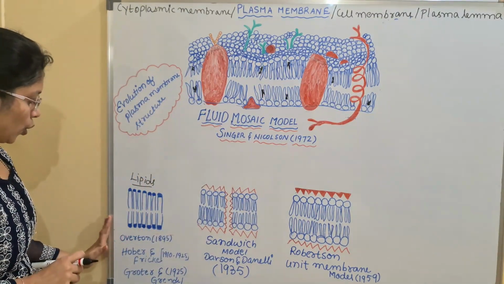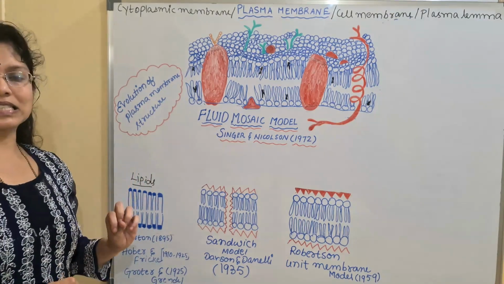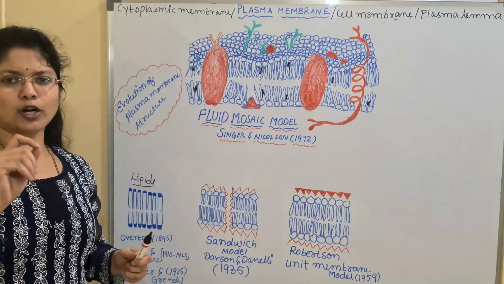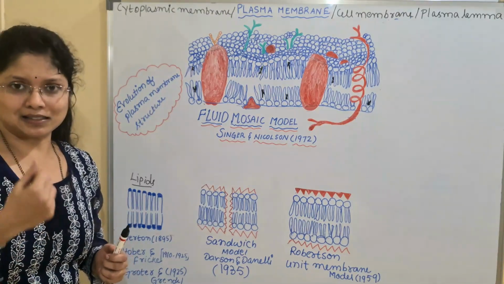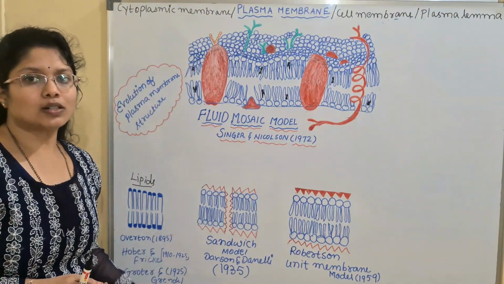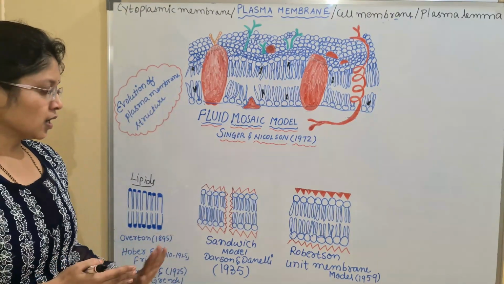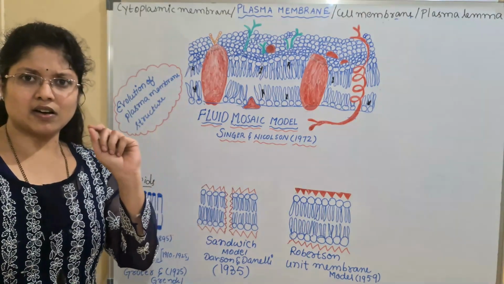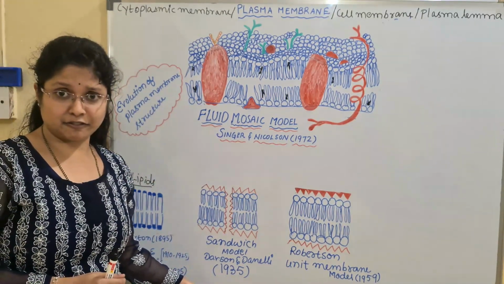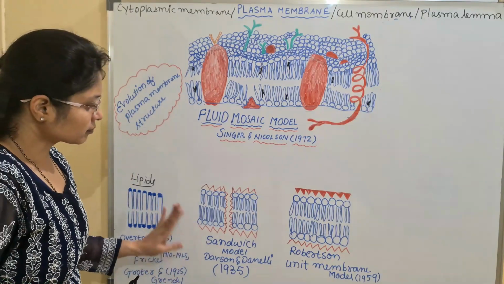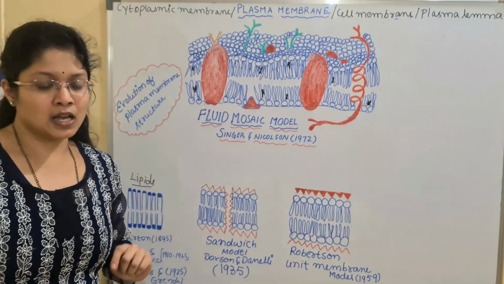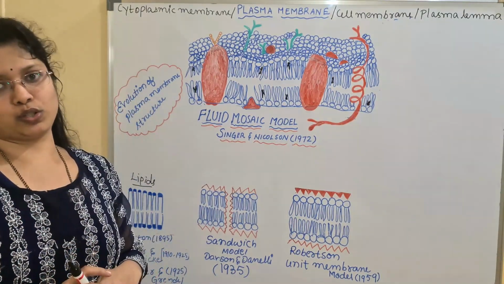Okay. So now Overton and Hoover mainly discussed the properties of the plasma membrane, and Gorter and Grendel gave an important postulate, that is, the lipid bilayer. For the first time, the idea that lipids are present in 2 layers was given by the scientists Gorter and Grendel. Okay. After this, the major breakthrough for the plasma membrane came in the year 1935 with the sandwich model, given by the scientists Davson and Danielli. So what did Davson and Danielli propose here?